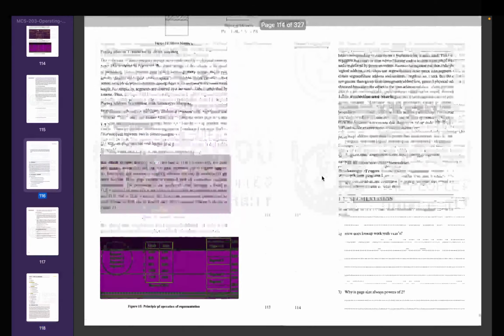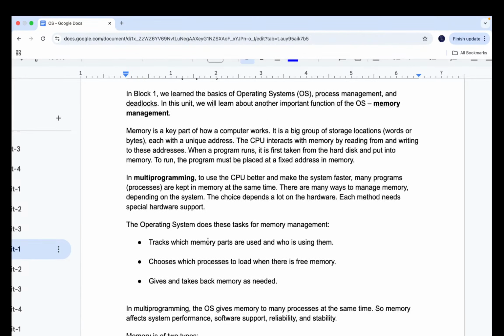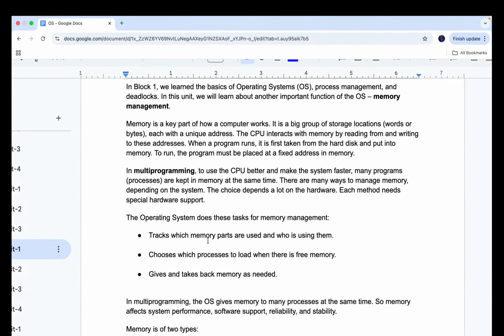In Block 1 we learned the basics of operating system, process management and deadlock. In this unit we will learn about another important function of the OS, memory management. Memory is a key part of how a computer works. It is a big group of storage locations, words or bytes, each with a unique address. The CPU interacts with memory by reading from and writing to these addresses.